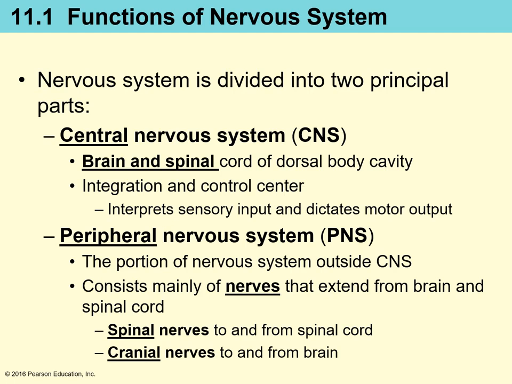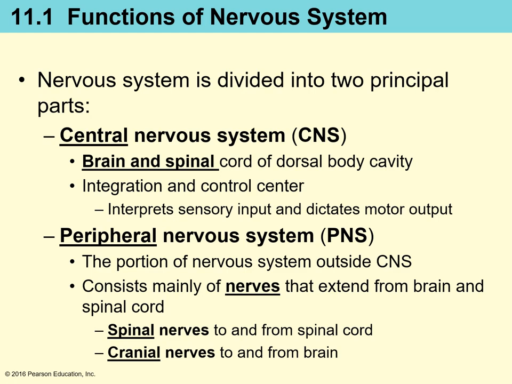So the nervous system is divided into 2 main parts. There are several subdivisions within these, but the main 2 parts are the central nervous system, which is the brain and the spinal cord. And this is where all the integration and the controls occur. So the sensory information is going to come here, and then the motor output leaves from the central nervous system. The peripheral nervous system, the PNS, this is everything outside of the brain and spinal cord.